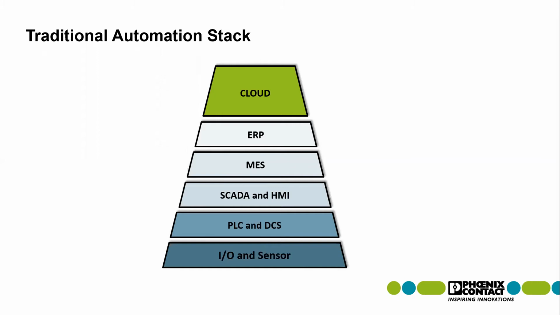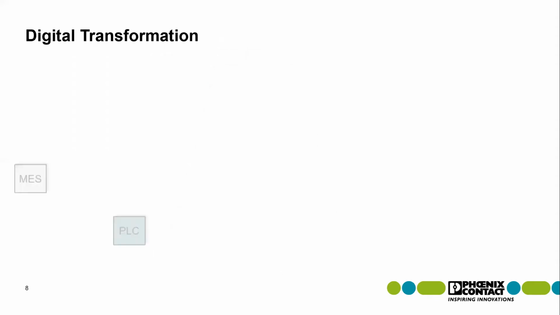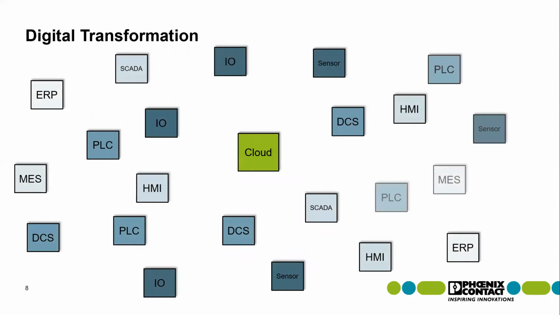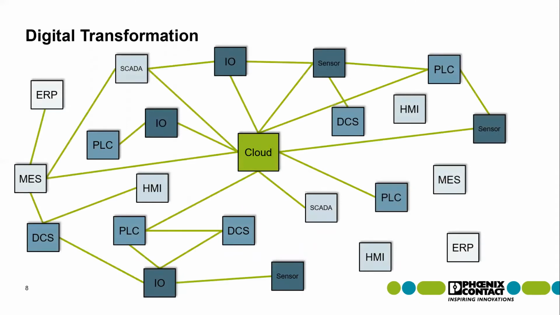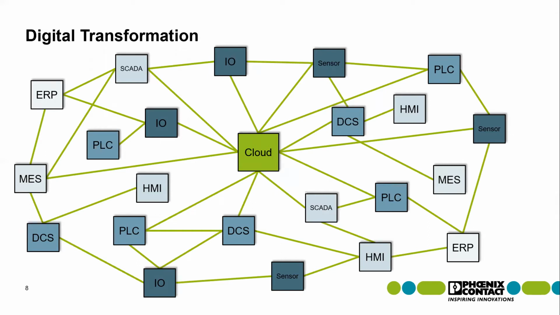But the way that traditional automation works is each of these layers can really only communicate one layer up or one layer down. Traditionally, your I/O and sensors are not talking to your ERP system. They're not necessarily talking to the cloud. And this whole idea of Industry 4.0, IIoT, digital transformation, is really trying to flatten this model and have everything be interconnected with each other. You're having the machines on the plant floor talking to the ERP system, talking to the cloud, talking to the HMIs.